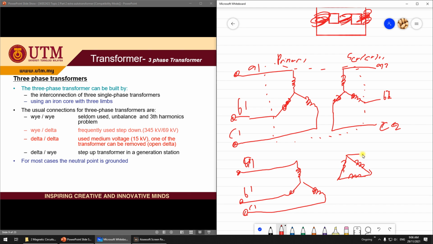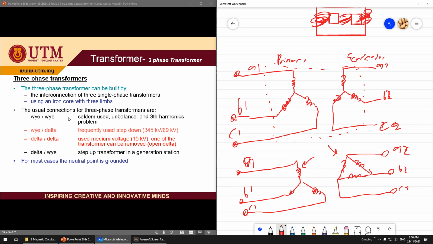Something like this. Make sure you know how to draw this. A2, B2, C2. This one is the primary, and this one is the secondary winding. So that is how you know how to draw the Y-delta, delta-Y, delta-delta connection of a three-phase transformer.